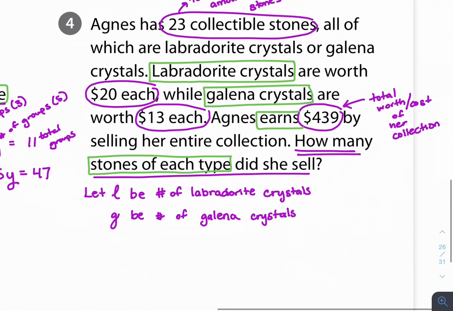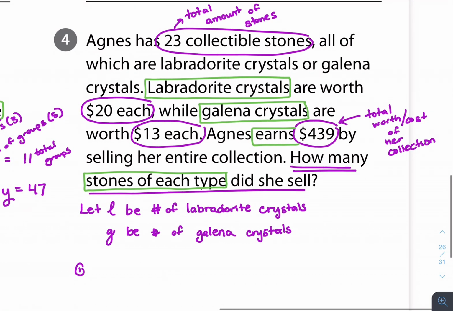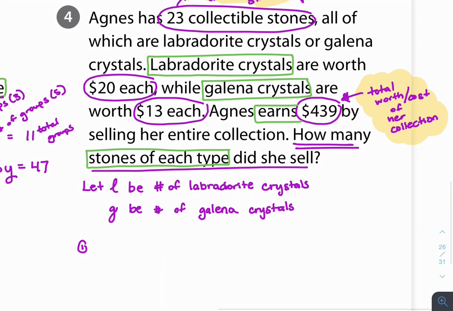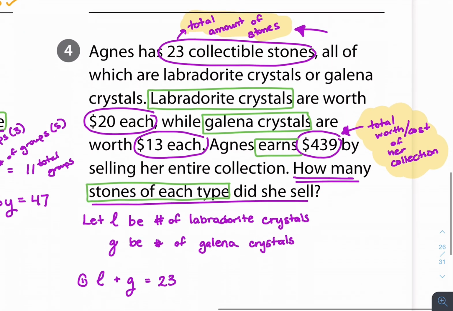Alright, so my first equation, we'll talk about the total amount of stones that she has. And my second equation, we'll talk about the total worth of her collection. Again, first equation, total amount of stones. Second equation, total worth of the stones. So since L is the number of the first type of crystal and G is the number of the second, when you add them together, you get the total amount. So L plus G equals 23, because 23 is her total amount of stones.